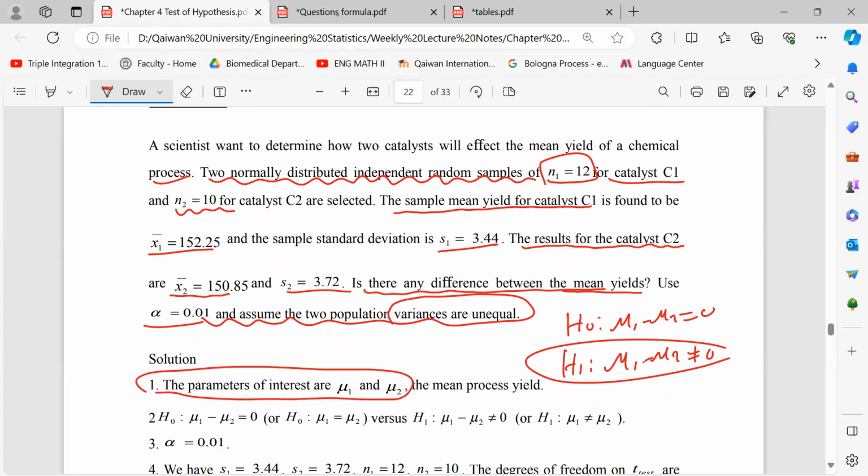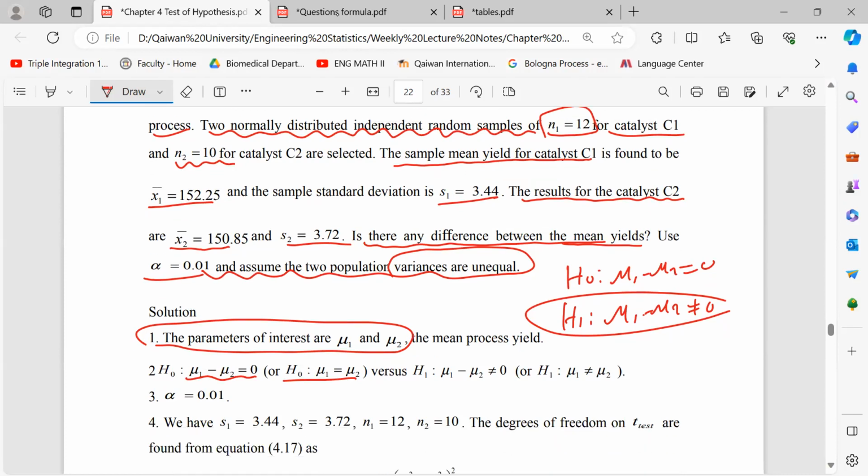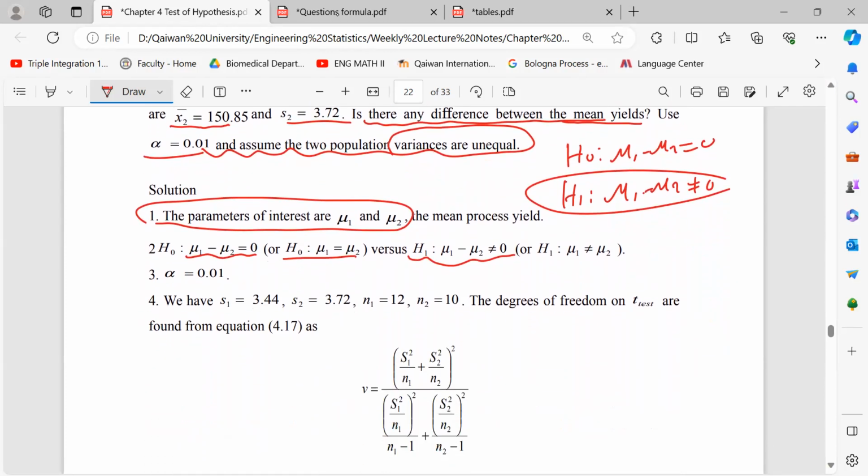In step 2, we write down the hypothesis. If there is no difference between them, we put it for H0, the null hypothesis. And if there is a difference, means they are not equal, their difference is not equal to 0. Or this one, if they are equal. And this is H1, which is the alternative hypothesis. And alpha is 0.01.